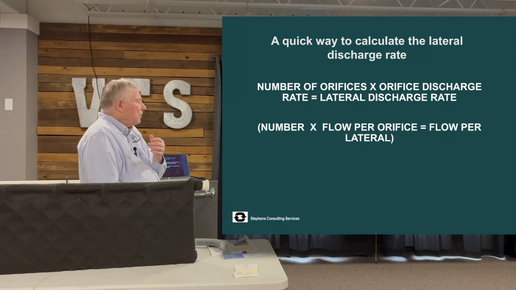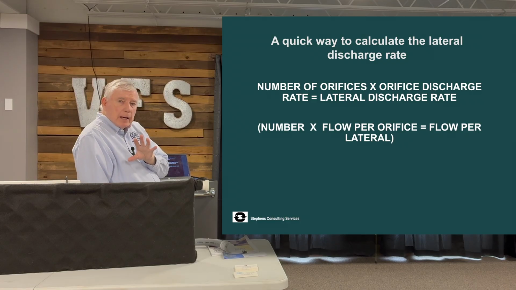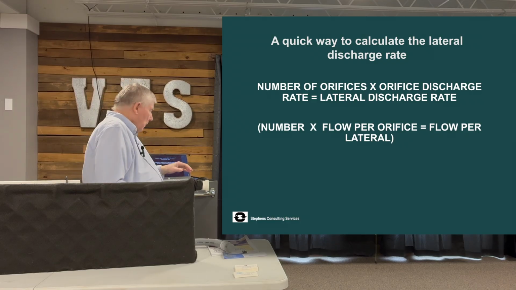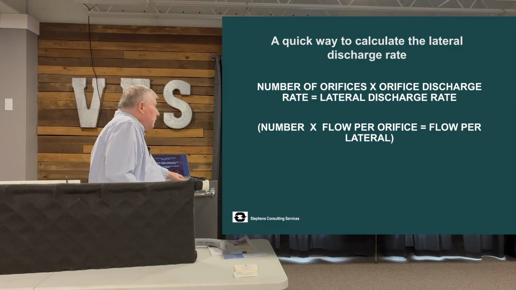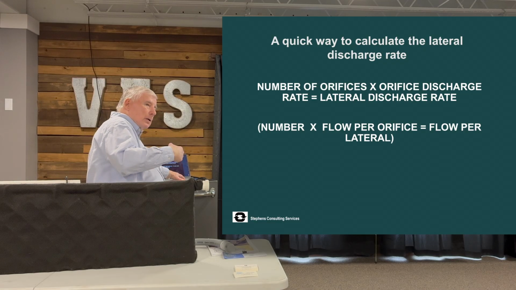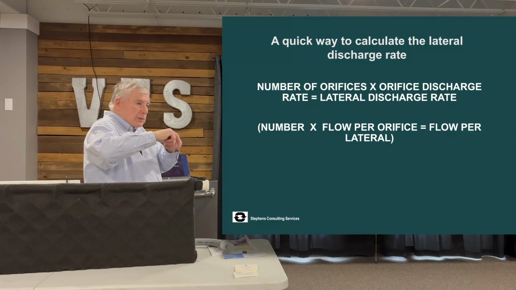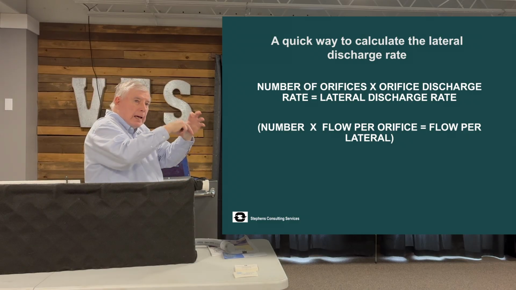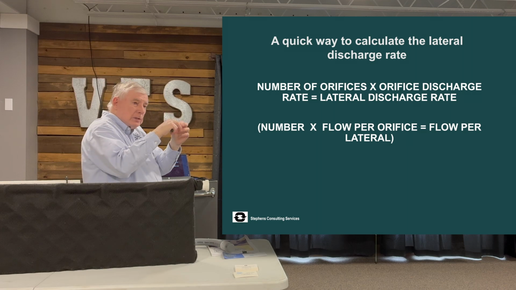You could come up with a gallon per minute, taking that flow per orifice times the number of orifices, and that gives you a flow for your pump size. It also gives you, number one, your lateral discharge rate, and if you've got a complicated system with some long and short laterals, you may have to do it for each lateral.